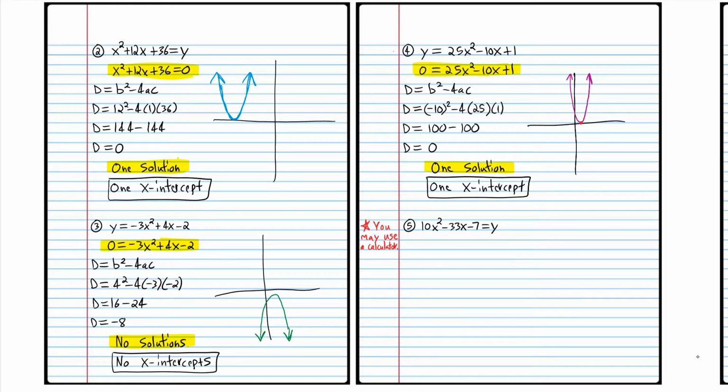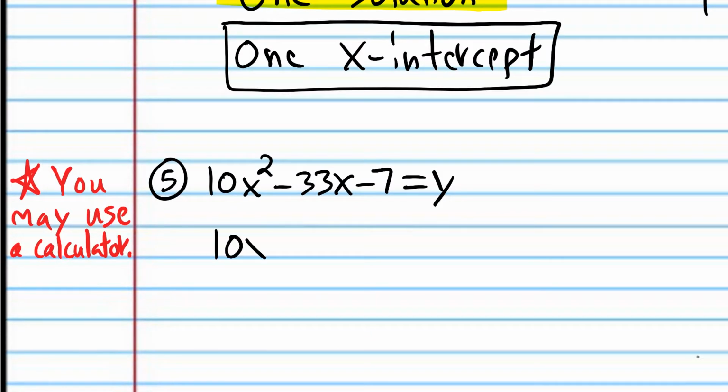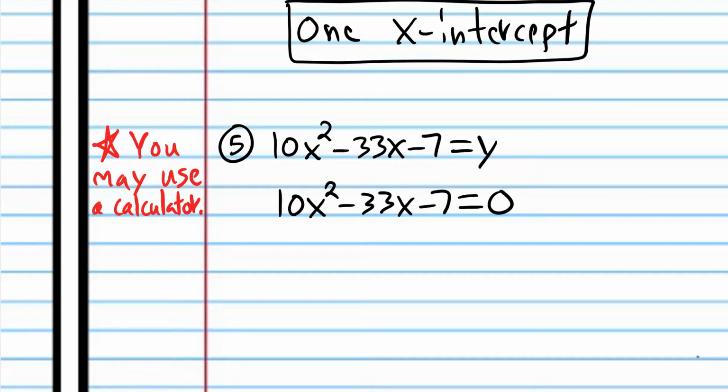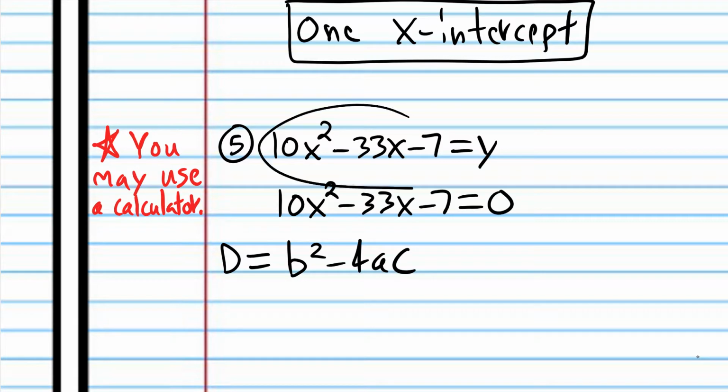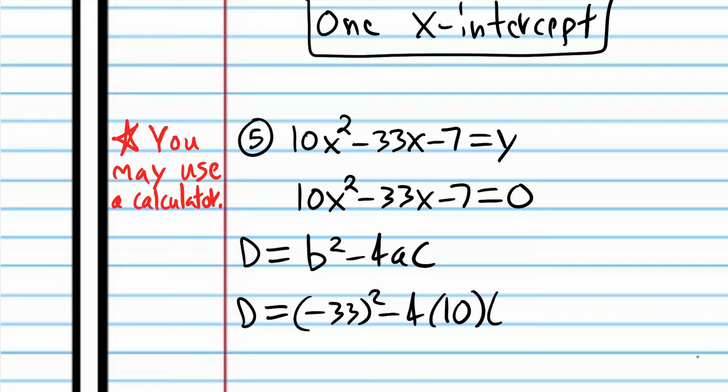All right, we're back. So again, if you want to find any information about the x-intercepts of the graph of an equation, then you set y to 0, and that is now a special equation. It's called a quadratic equation, and you want to find the discriminant so you can count the number of x-intercepts of this corresponding equation here. So b is negative 33, a is 10, and c is negative 7.